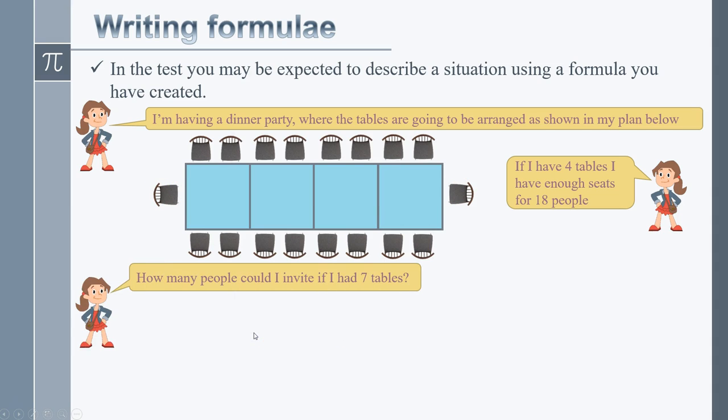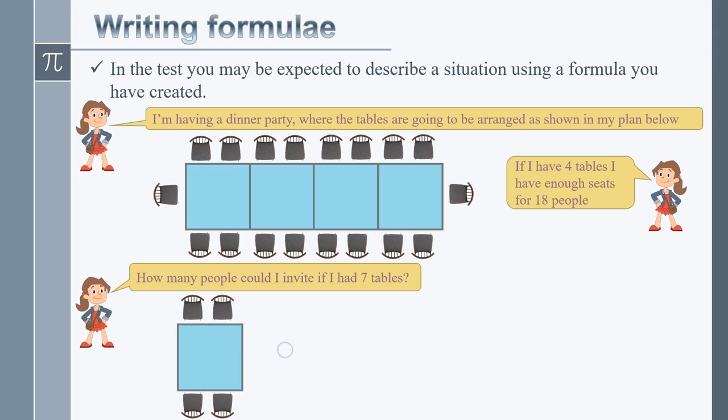So the question goes, here we've got 4 tables, 1, 2, 3, 4. What would happen if I had 7 tables? First of all, we'll do a bit of working out with the numbers and use this to help us figure out how the formula is going to work. So let's first answer this question. How many people could she invite if she had 7 tables?